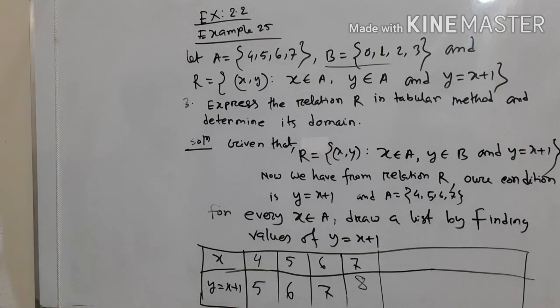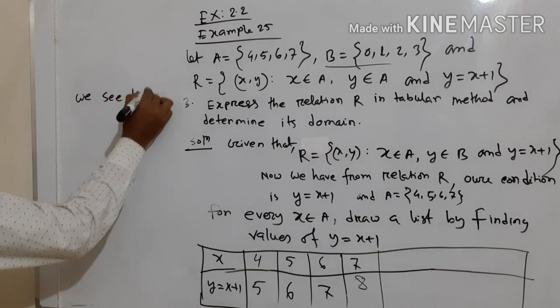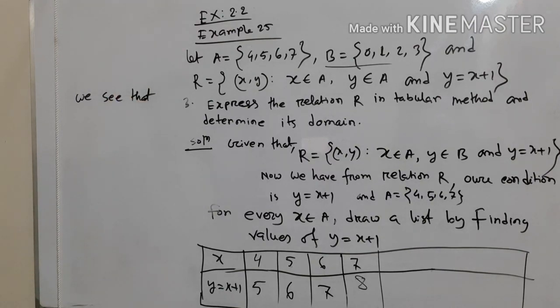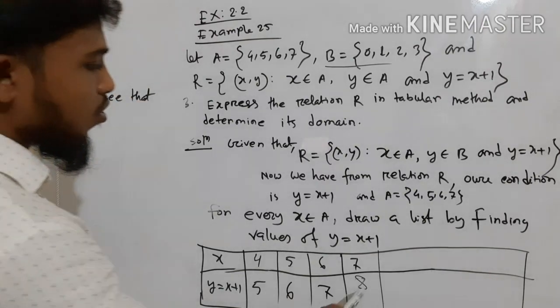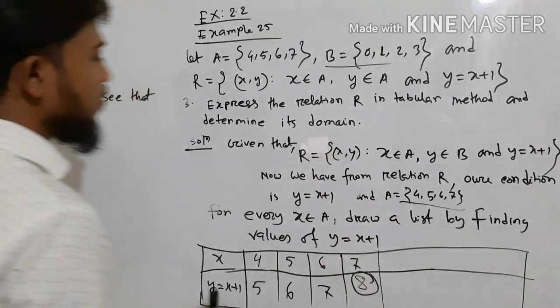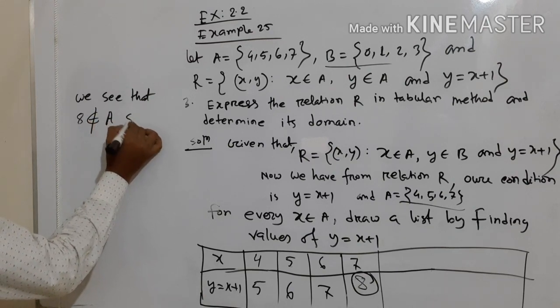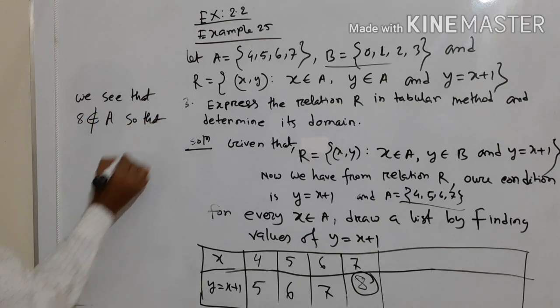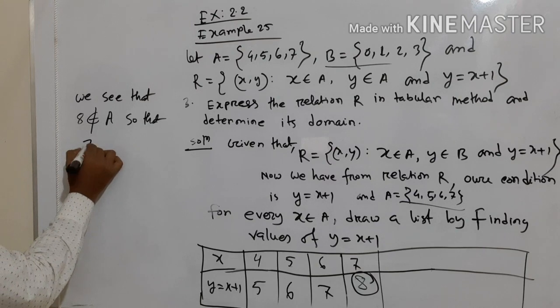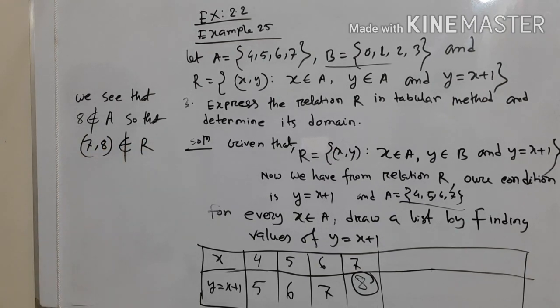And y equal to 8. We see that 8 is not an element of A, so the (7, 8) relation is not in relation R.